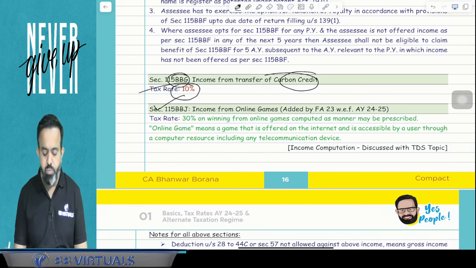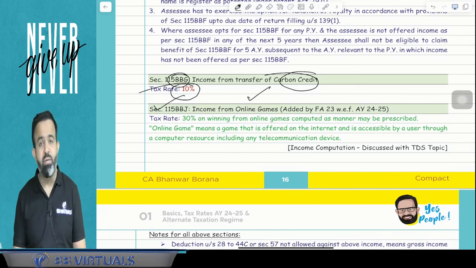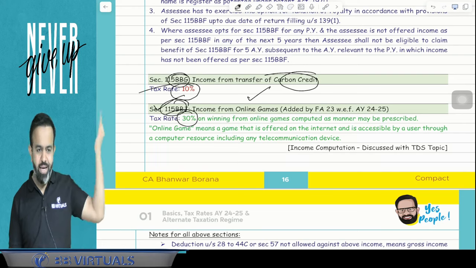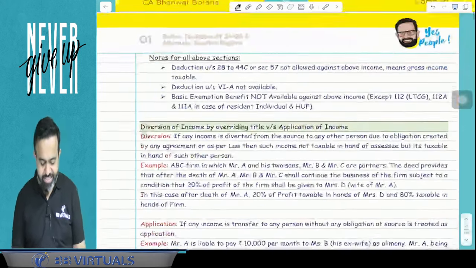After that, under 115BBG, if you sell carbon credit, then your income is taxable at the rate of 10%. Now, in case of online gaming, that means Dream 11 or online Rummy and all, your income is taxable at the rate of 30%. In detail, I will explain it with the TDS, TCS topic.